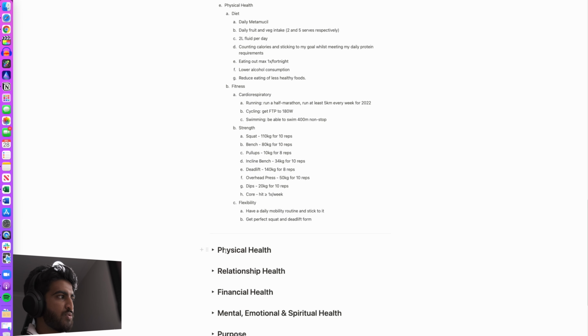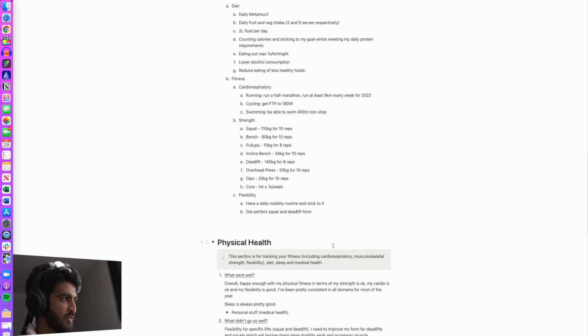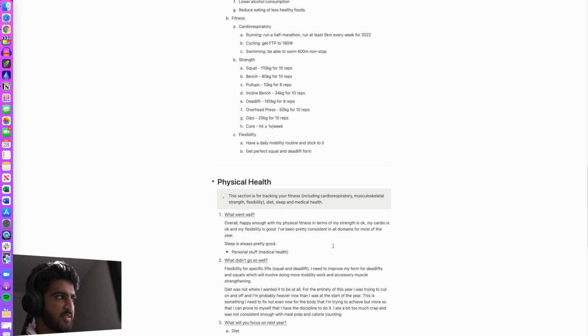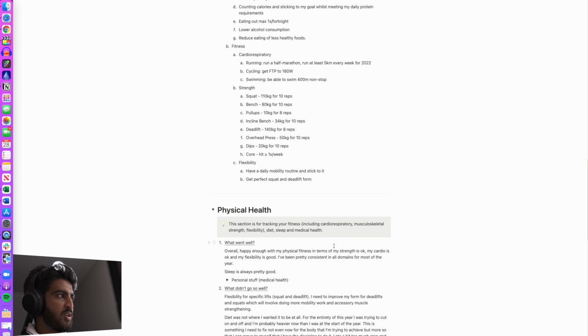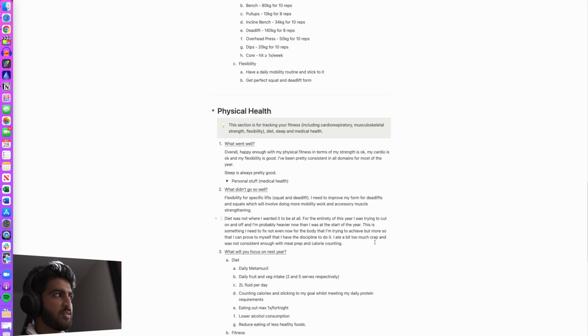I just want to mention before we move on to the next section that, as I go through all these sections, I usually copy the relevant stuff back into the overall section because future me only really ever looks at the overall section. So the next section is on physical health, and I keep this section quite simple. There's 3 main questions. What were the things that went well? What were the things that didn't go so well? And what will I focus on next year?